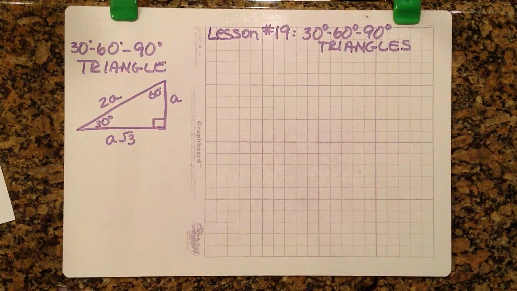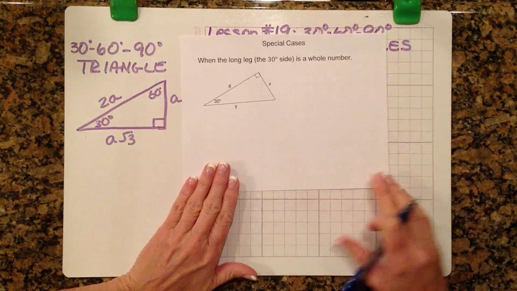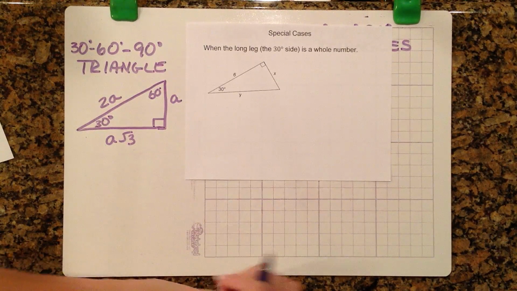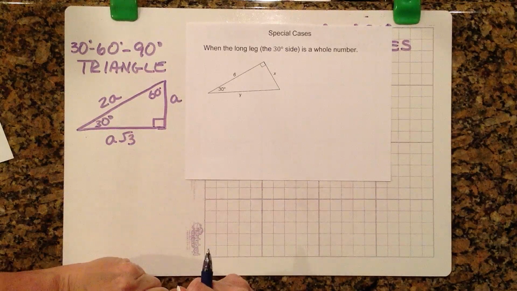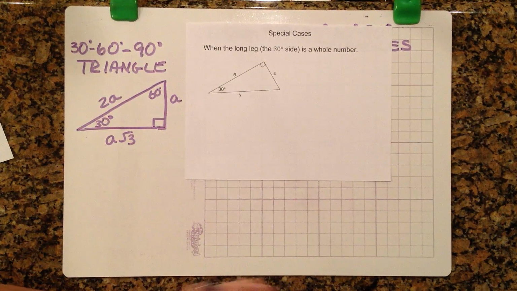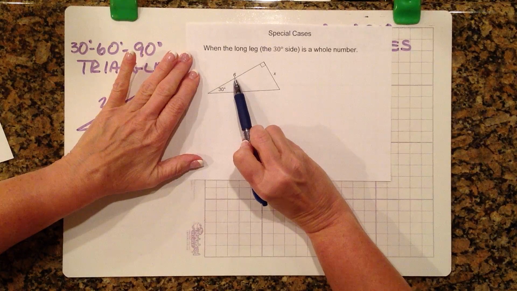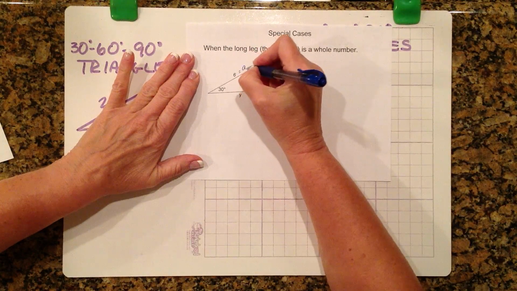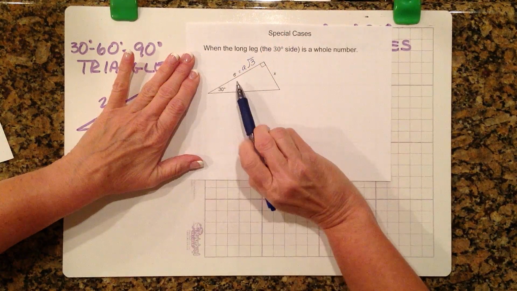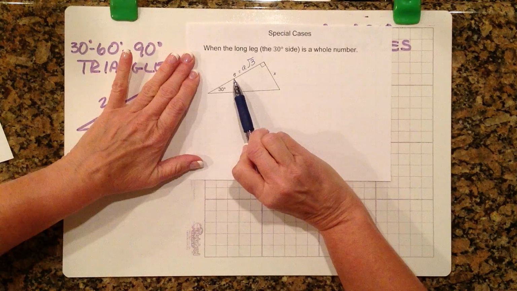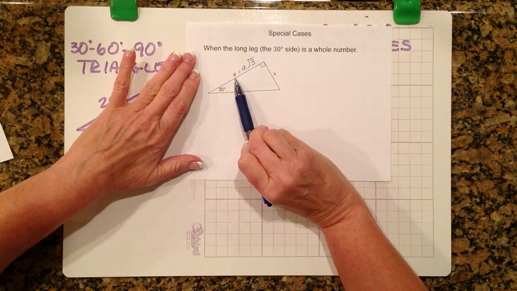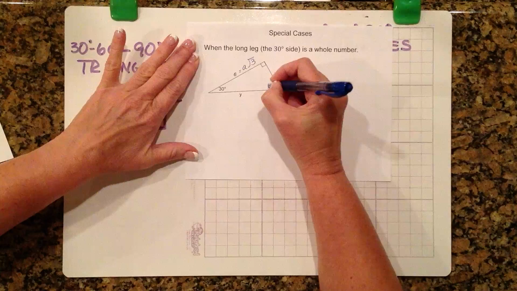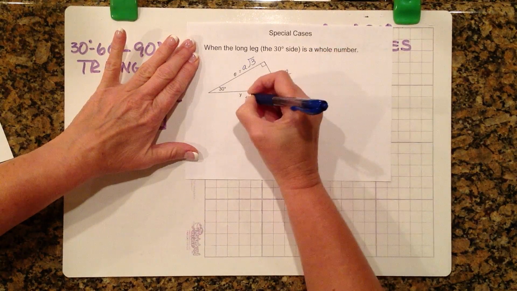Let's go on. We do have a special case. All right, remember when we did 45, 45, 90? You had that hidden radical in the hypotenuse? Well, you can have a hidden radical in the long leg. The 30-degree side. Remember, that was a square root of 3. Notice my A square root of 3 happens to be a whole number. So I've got to get that reduced so I can find A and 2A.